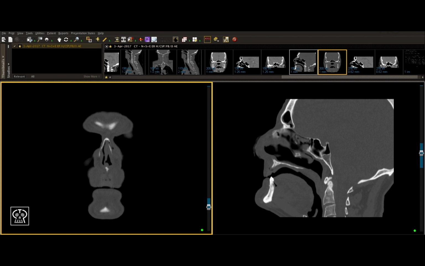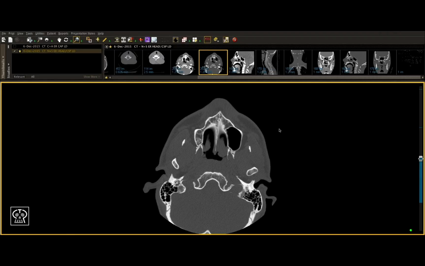So at this point, we'd be ready to diagnose this patient with the left fracture of the nasal bones, as well as the frontal process of the maxilla. Let's take a look at a second example now.